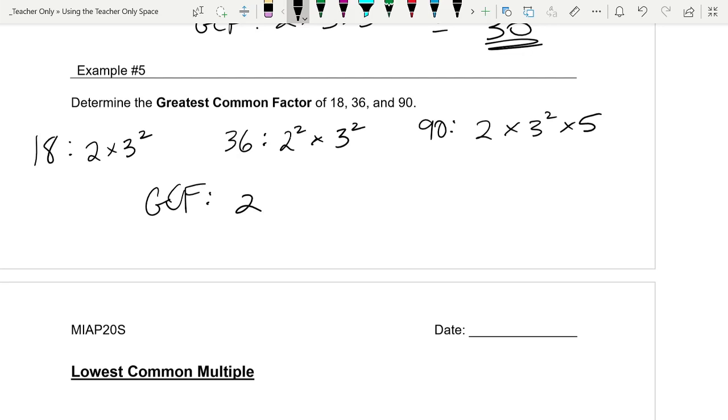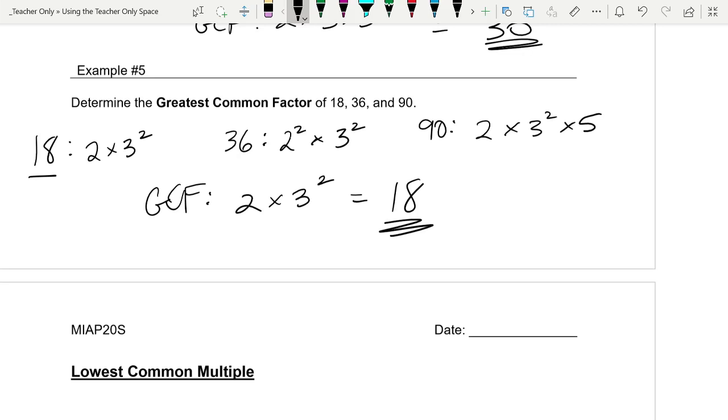Does that make sense to you? That you can now take this and put 2 3's down? And then that's it, right? I can't use a 5 because the 18 and the 36 don't have a 5. So that's 2 times 9 is 18. And sometimes this happens. Sometimes your GCF actually is one of the numbers you're looking for, right? A number is always a factor of itself.